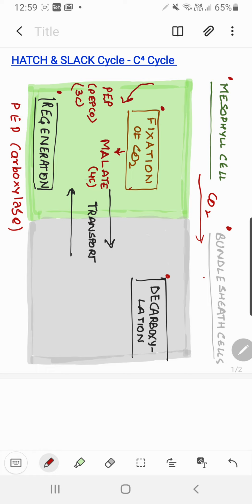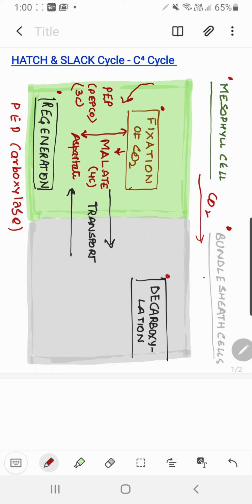Malate is 4C. Also remember, children, that sometimes aspartate is also formed, but if the cycle has to be completed, aspartate is of no use. It has to go back and follow the track of malate only. So ultimately aspartate is not a considerable part of this cycle, right?